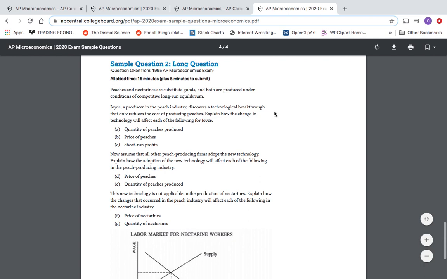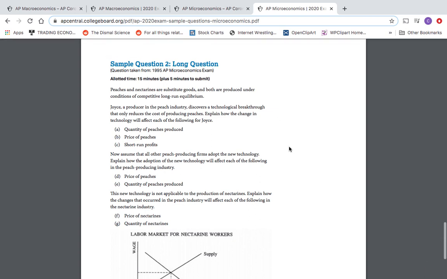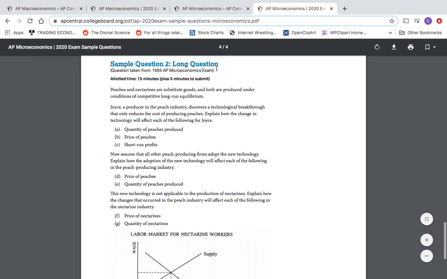All right, so here for the long free response question, basic supply and demand. To kick things off, peaches and nectarines are substitute goods. So they are related, both are produced under competitive market conditions, competitive long-run equilibrium. With agriculture, you're typically working with competitive markets, usually perfectly competitive markets.